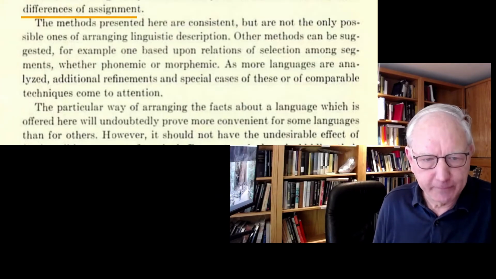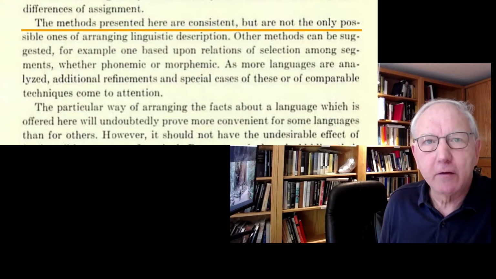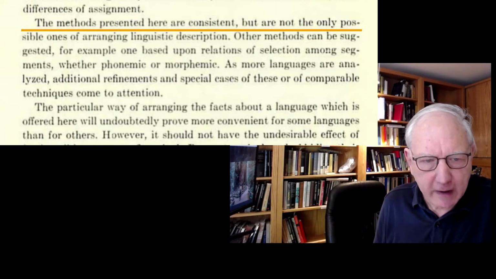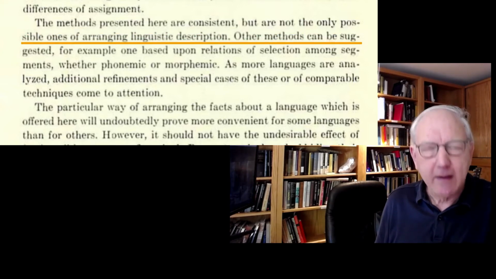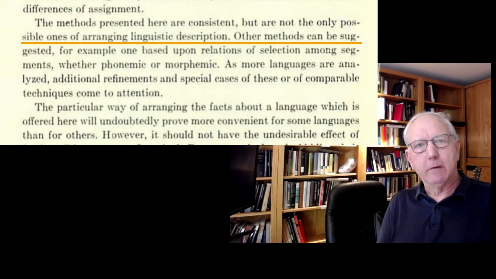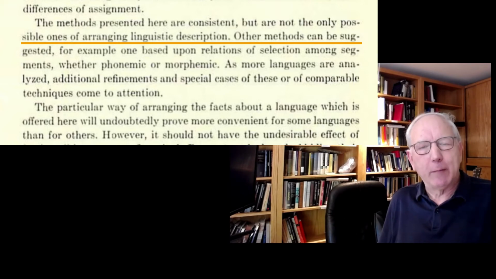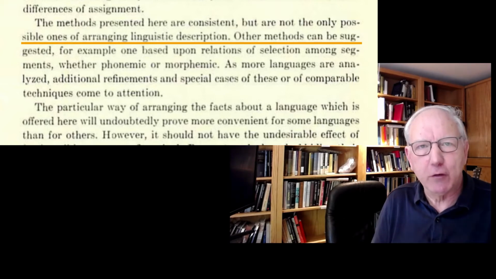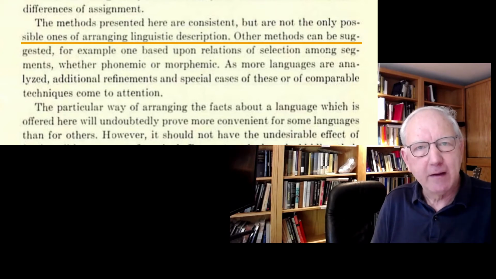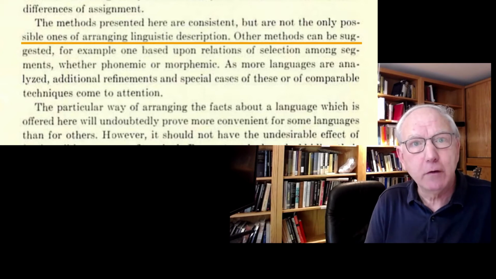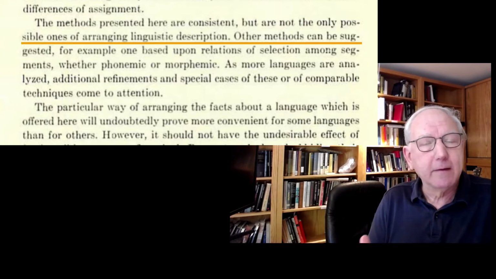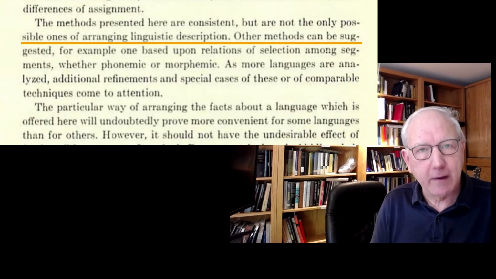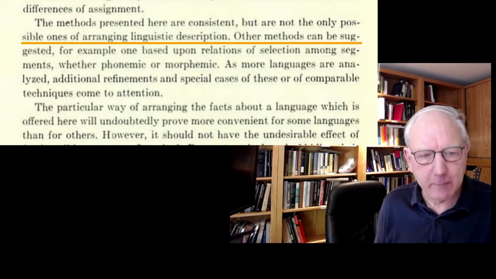Next paragraph. "The methods presented here are consistent but are not the only possible ones of arranging linguistic description." So Harris is taking several steps back. He said that the methods don't give unique analyses. He's also saying this isn't necessarily the only way that I, or for that matter you, need to do linguistics. There are other ways to do things, but he wants to explain in this book what a scientifically justifiable set of procedures would look like in some detail.